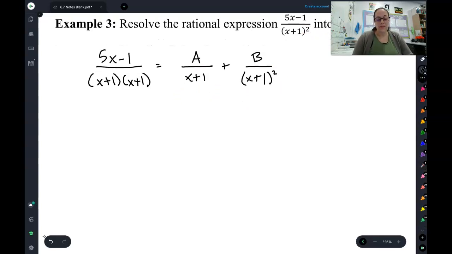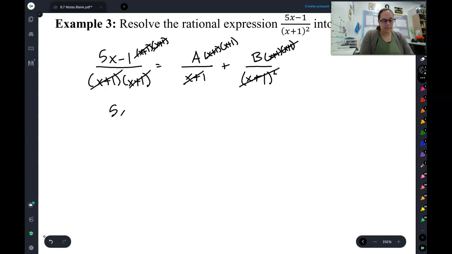Now that we've got this set up and split up, the entire process is the same. So we start by multiplying our denominator to get rid of it. These ones go away. This one goes away with those two because they're both squared. This one goes away with one of them. And I get a times x plus 1 plus b.